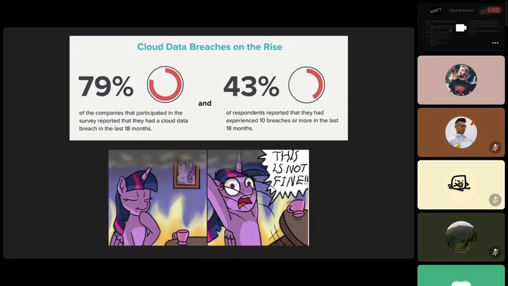So this is where we need to start formulating our own plans about how we can solve the problem of deploying cloud while also securing the cloud and not becoming a statistic, such as what we're seeing here.